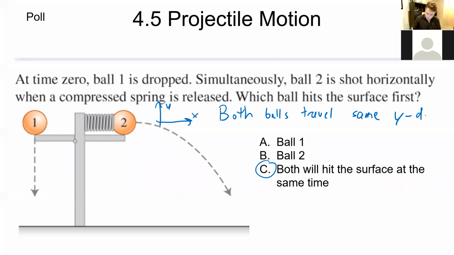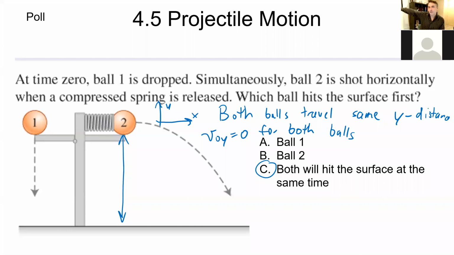y distance. They have to travel this distance y, and they both start with the same v sub 0 y equals 0. That is because ball 1 was dropped from rest, and ball 2 was shot in an exactly horizontal direction. So it was given a large initial velocity, but it's all in the x component, and the y component is 0.